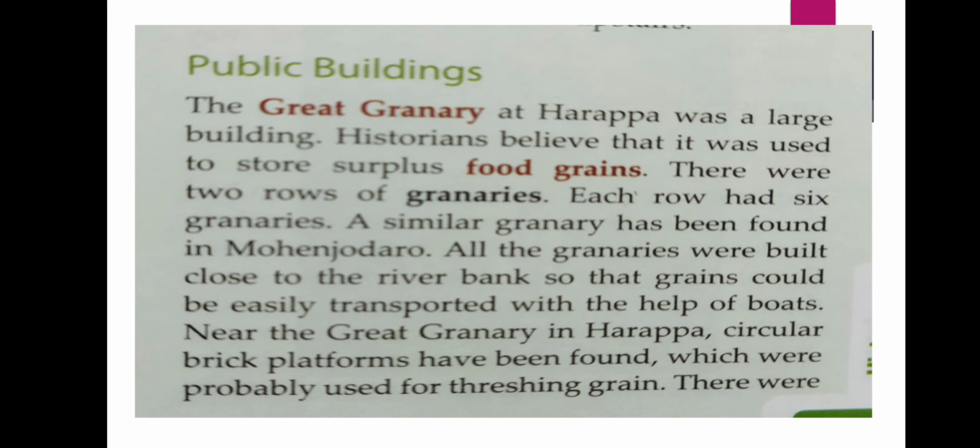And coming to the public buildings, when we talk about the public buildings, the Great Granary at Harappa was a large building. Historians believed that it was used to store surplus food grains. Why were they using this? Because during that time, they were depending on agriculture. So that's the reason the granaries are nothing but the places where they were storing the food production. That means they wanted to keep it in one place.